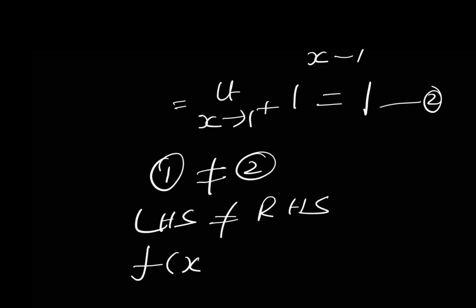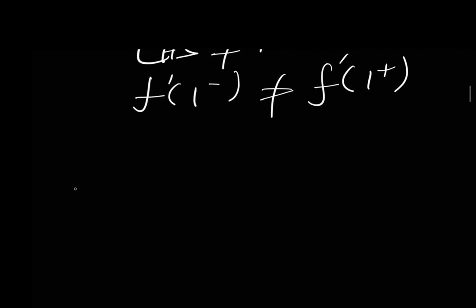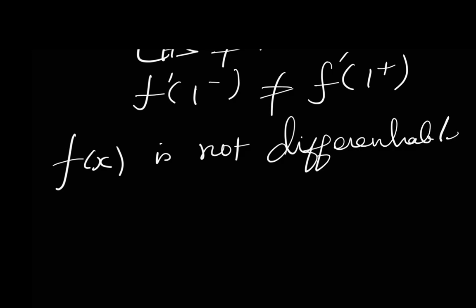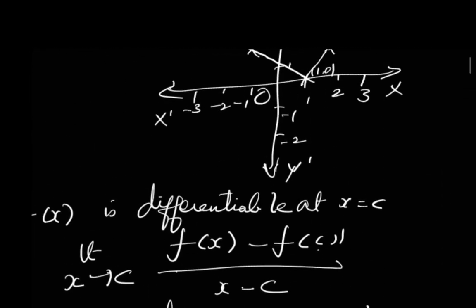So f of x, taking x as 1 minus, f of 1 minus is not equal to f of 1 plus derivative. Therefore f of x is not differentiable at x equal to 1. So this is the answer. See, very easy for you.